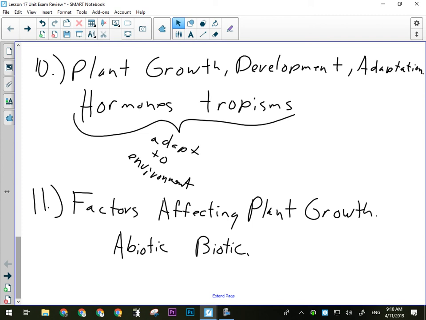And then plant growth and adaptation, labeling a cell diagram, multicellularity, plant transport, cell transport, plant growth and development, and cell transport and surface area to volume ratios.